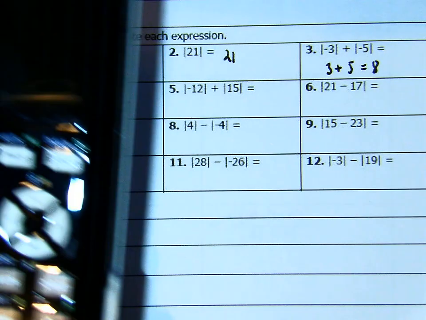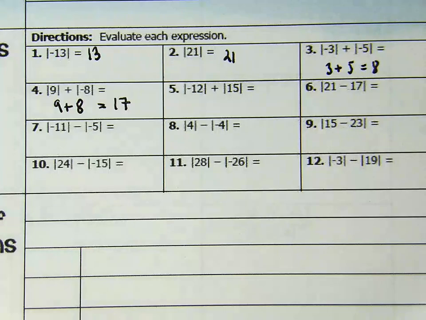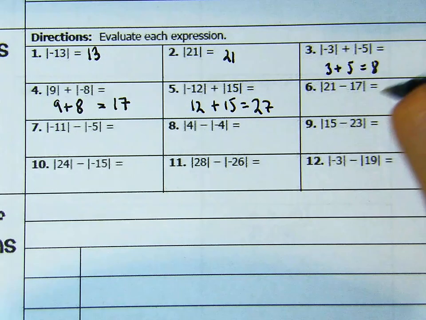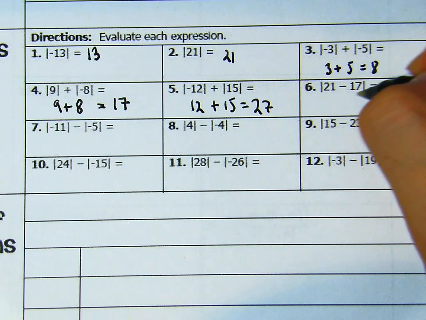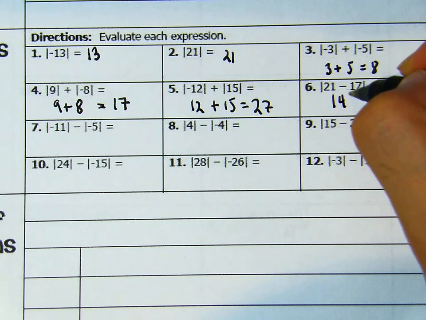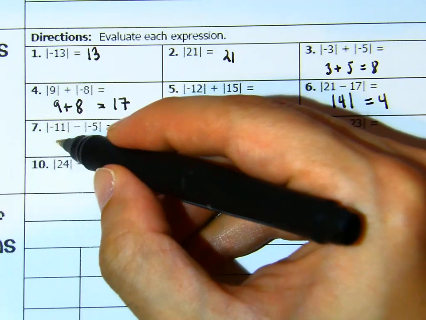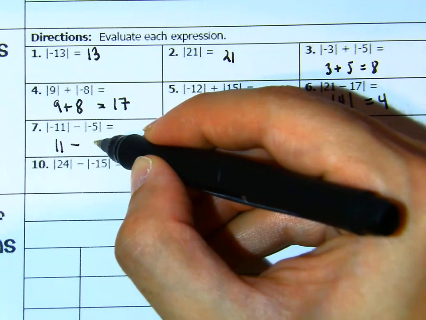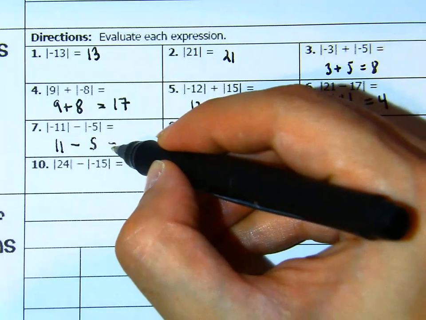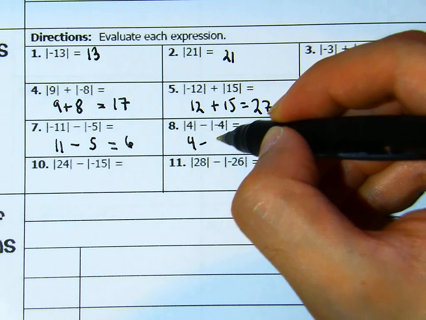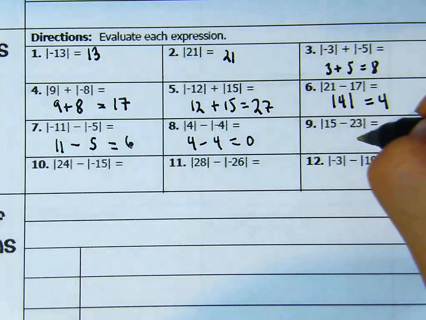And don't be afraid to use your calculator if you need to. This is what? 12 plus 15 is 27. This is, okay, well, first, now we got to do this together. So this becomes absolute value 4, right? We do 21 minus 17, which is just 4. This is 11 minus 5, so that should just be 6. This is 4 minus 4, which is 0.